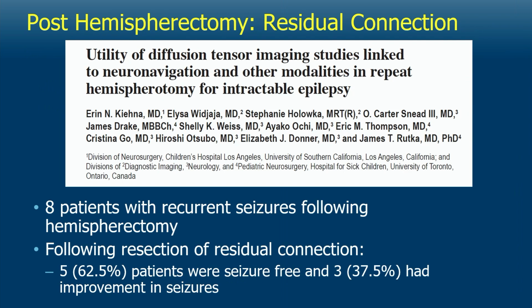In a previous study, we evaluated the outcomes of patients who had recurrent seizures following hemispherectomy and were subsequently found to have residual connections. All these 8 patients subsequently underwent surgery to remove the small residual connection. Following that, we found that about 2/3 of the patients became seizure-free and about 1/3 had improvement in seizures following the repeat surgery.